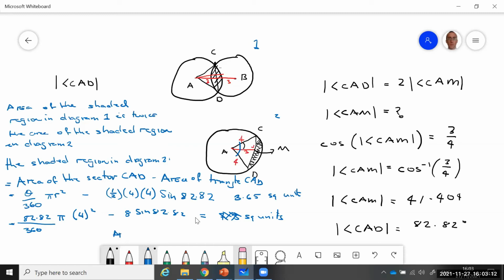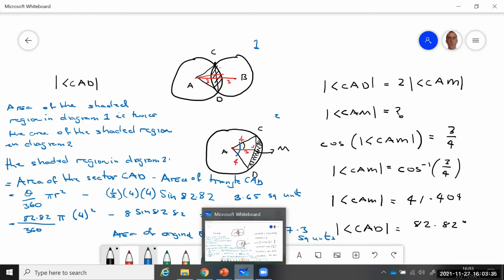So area of original shaded region equals 3.65 by 2, which is 7.3 square units. Okay. All right. So apologies, the writing's got a little raggedy there, but you will see that coming up a lot.